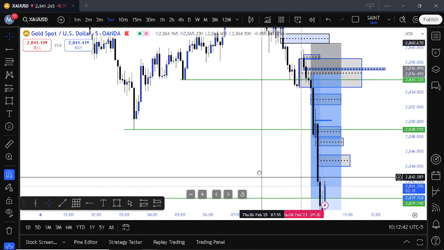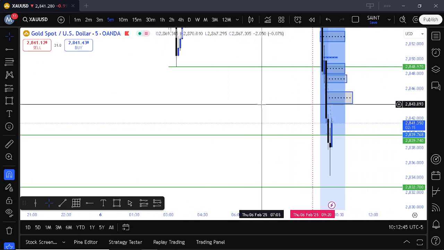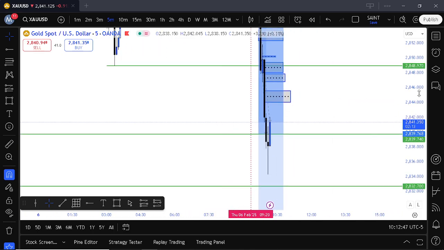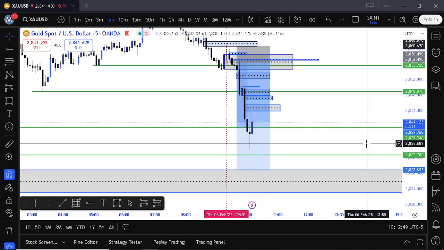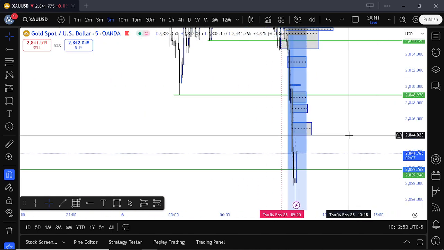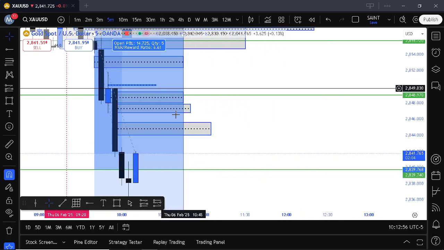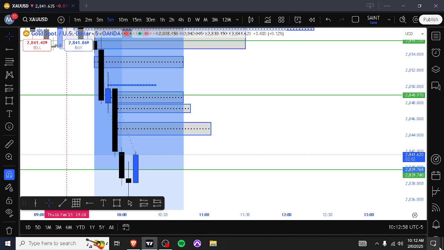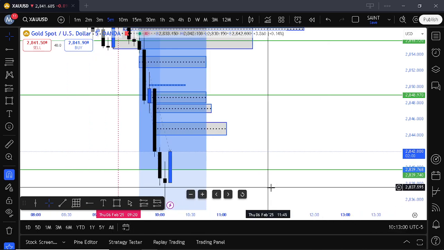So this was my trade recap for today. I actually risked my minimum leverage today, but I still made a good amount, so I was happy about this trade. So this is my trade recap for today, February 6th, 2025.